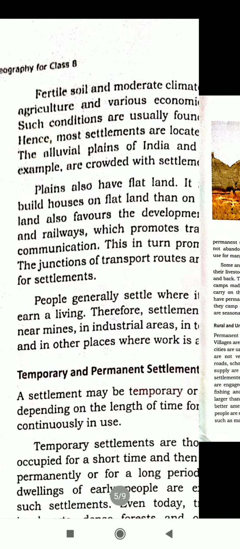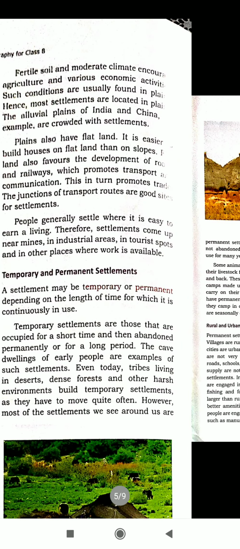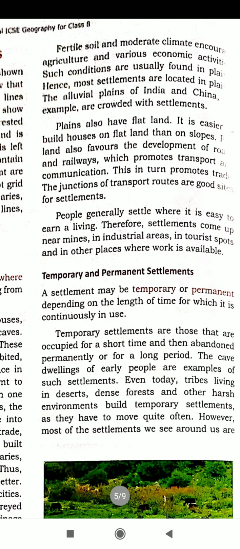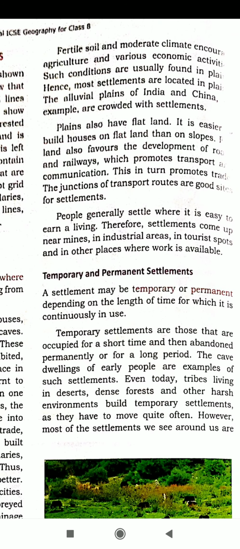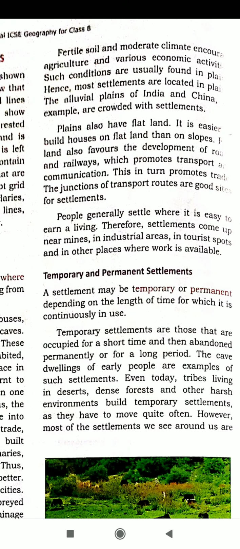Fertile soil and moderate climate encourage agriculture and various economic activity. Such conditions are usually found in plains. Most settlements are located in plains. And students, alluvial soil is found in northern plains of India. It is very fertile soil. The alluvial soil areas of India and China are crowded with settlements because fertile lands are available here.